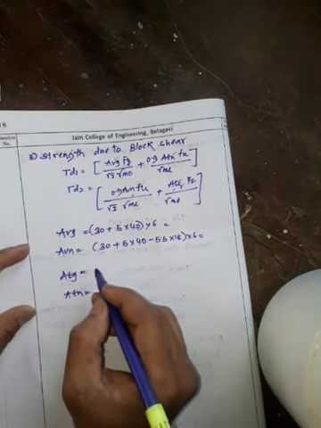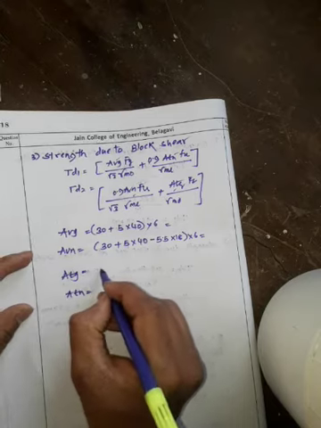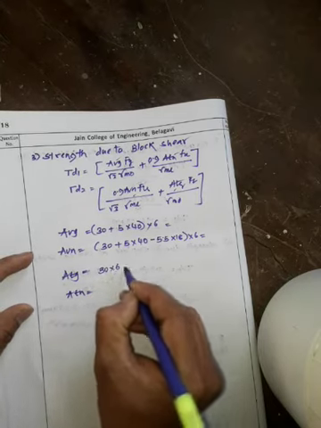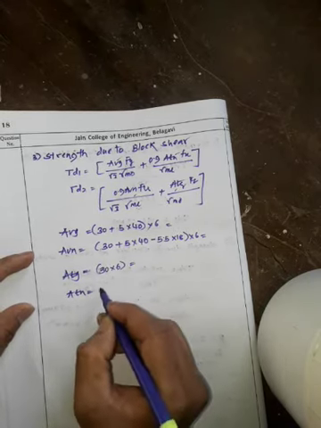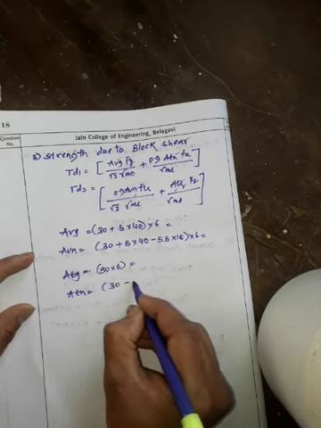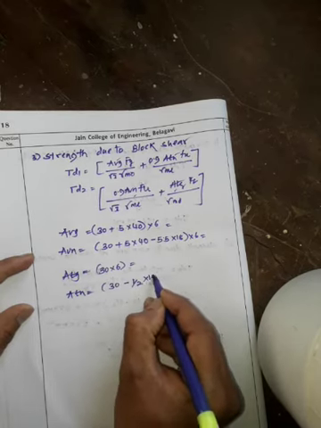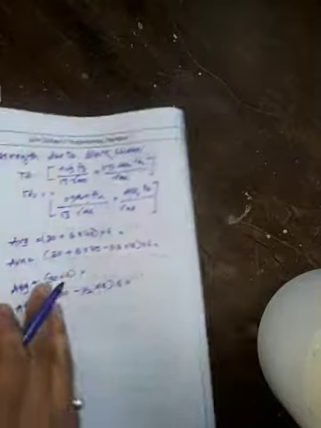So what is ATG again? I think it is 30 into 6. What about ATN? 30 minus half of 18, into 6. I will show you in the diagram.